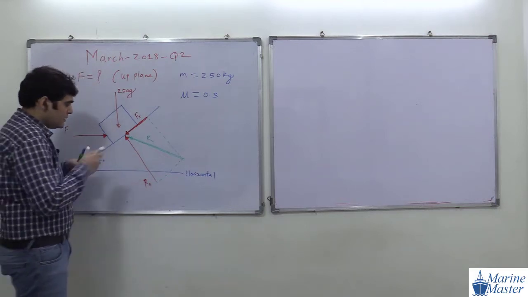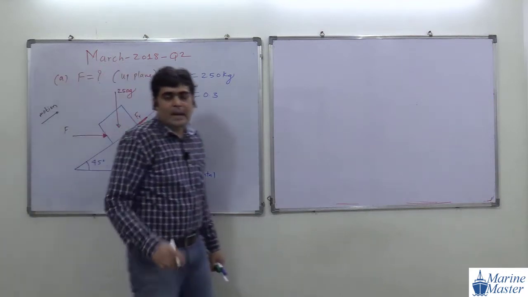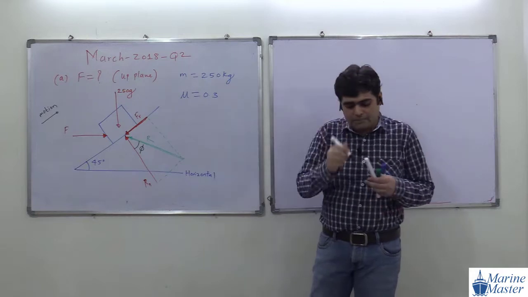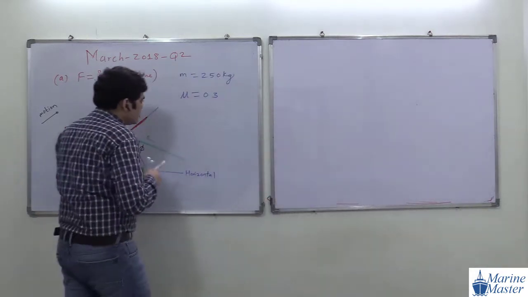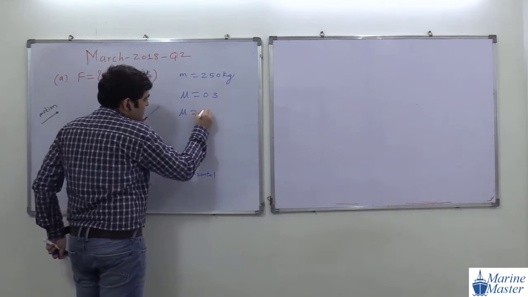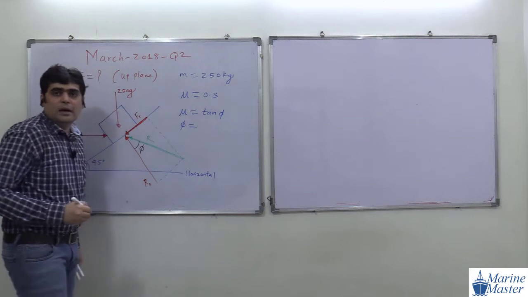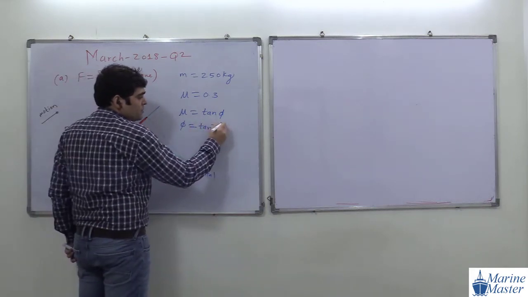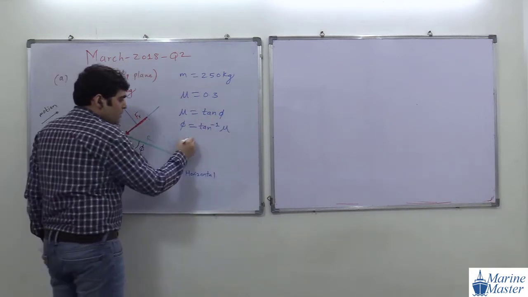Phi. And what is the meaning of phi? Phi means angle of friction. And how to calculate phi? We studied these things in the theory of this chapter. So mu is equal to tan phi. So phi will be equal to tan inverse of mu.